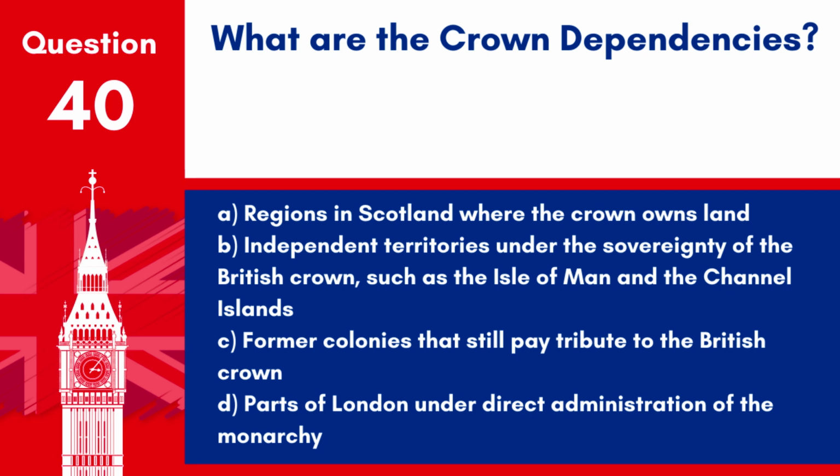A. Regions in Scotland where the Crown owns land. B. Independent territories under the sovereignty of the British Crown, such as the Isle of Man and the Channel Islands. C. Former colonies that still pay tribute to the British Crown. D. Parts of London under direct administration of the monarchy.